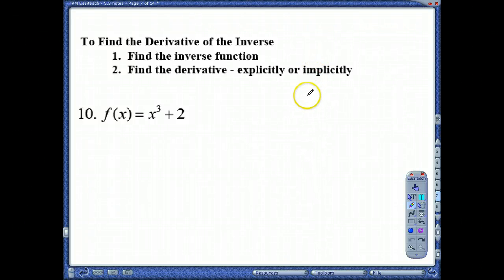Welcome back to section 5.3, day 2. We're going to be finding the derivative of an inverse.